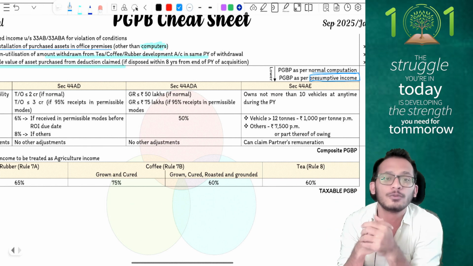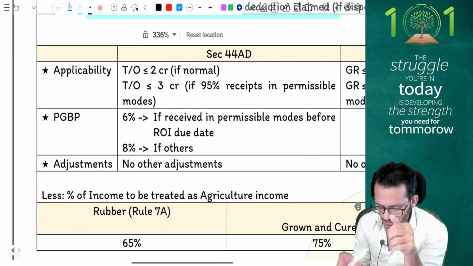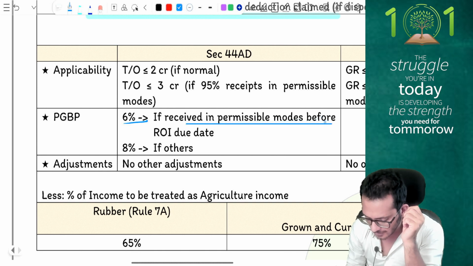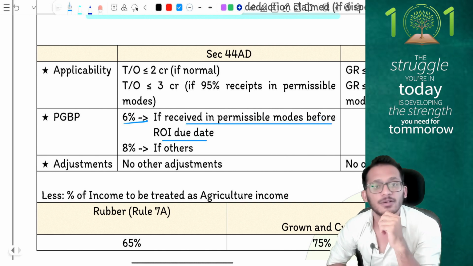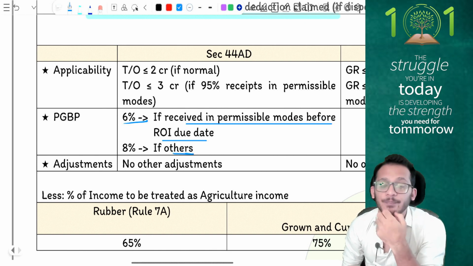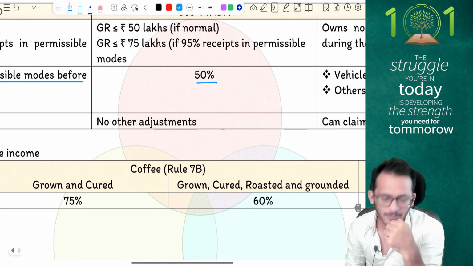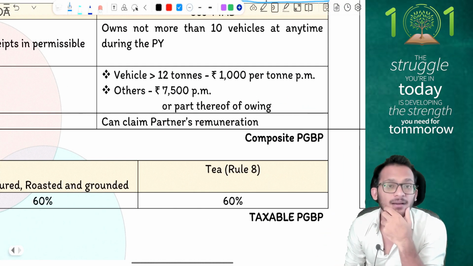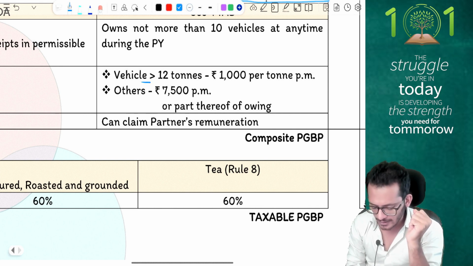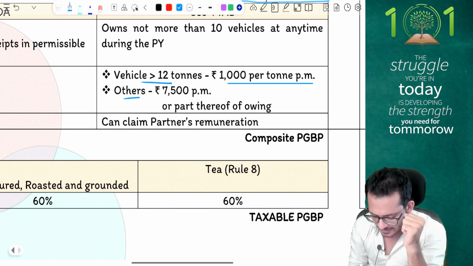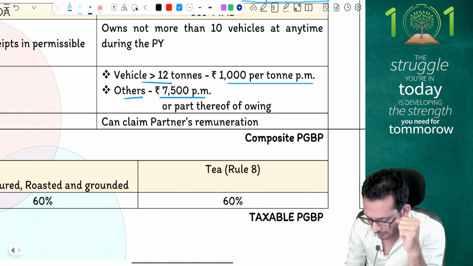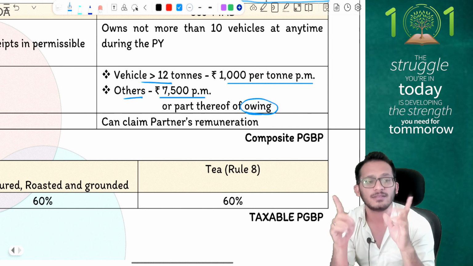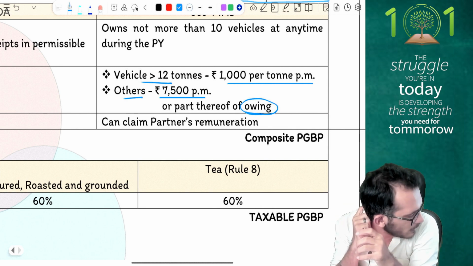In all these cases, people, on what basis will I compute presumptive income? Under 44AD, it is 6% of the total turnover if the turnover is received in permissible modes before the due date of return filing, and 8% if it is received by any other means. If you are a professional, then you will be taxable on 50% of your gross receipts. If you are a transport operator, then you will check whether you are carrying a heavy goods vehicle or normal vehicles. For a heavy goods vehicle, it will be 1000 per ton per month, but for any other vehicle, it is 7500 rupees per month for all the period that the vehicle was owned. This will become your presumptive income.